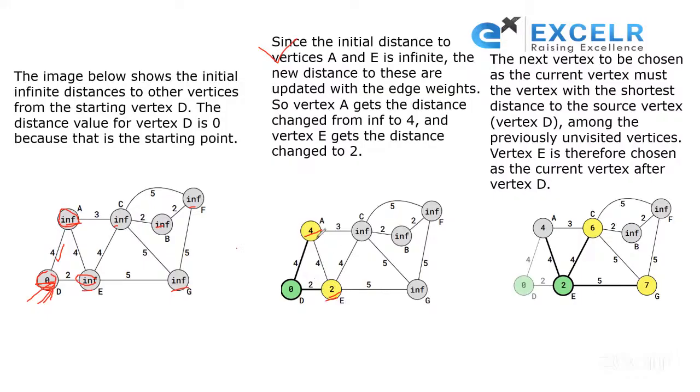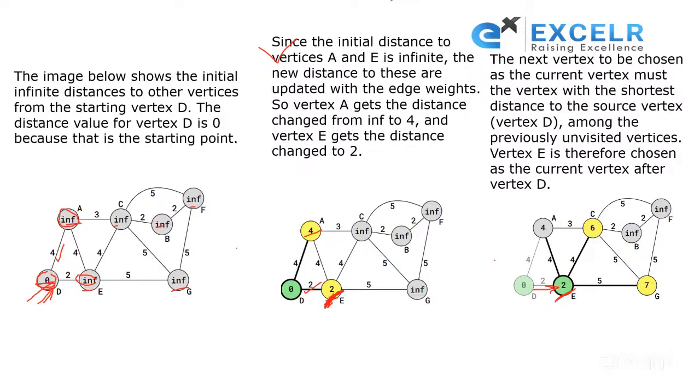Right? So till now we did this. Now the next vertex to be chosen as the current vertex must be the vertex with the shortest distance, as I already told you. So among these two distances, which one is the current vertex? The one having the shortest distance among these two. So here it is vertex E, because D to E is only 2 for the time being. So this vertex E is now chosen as the current vertex. From yellow it has been changed to green, right? So it is the cost till now, right?